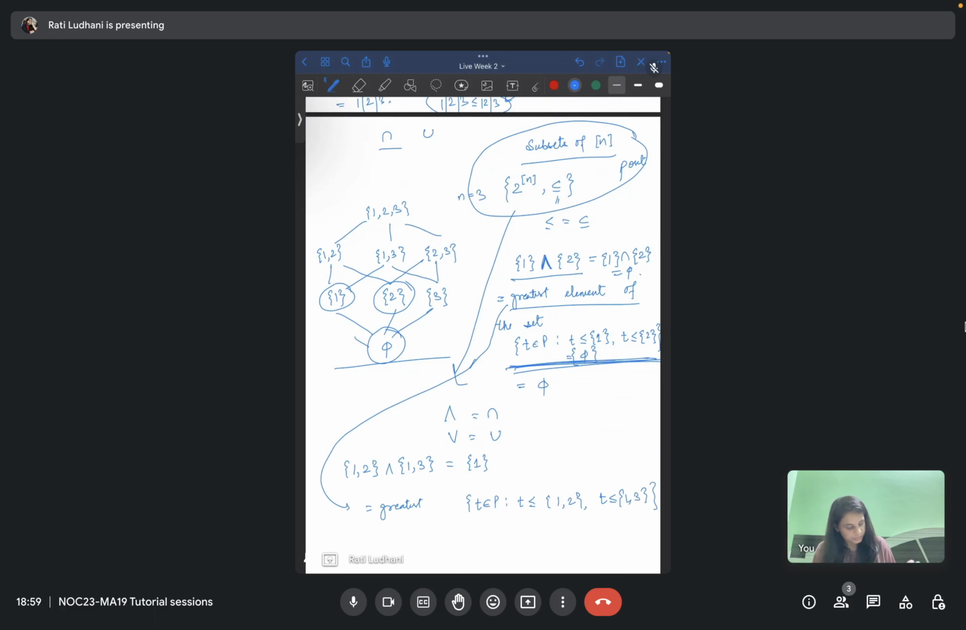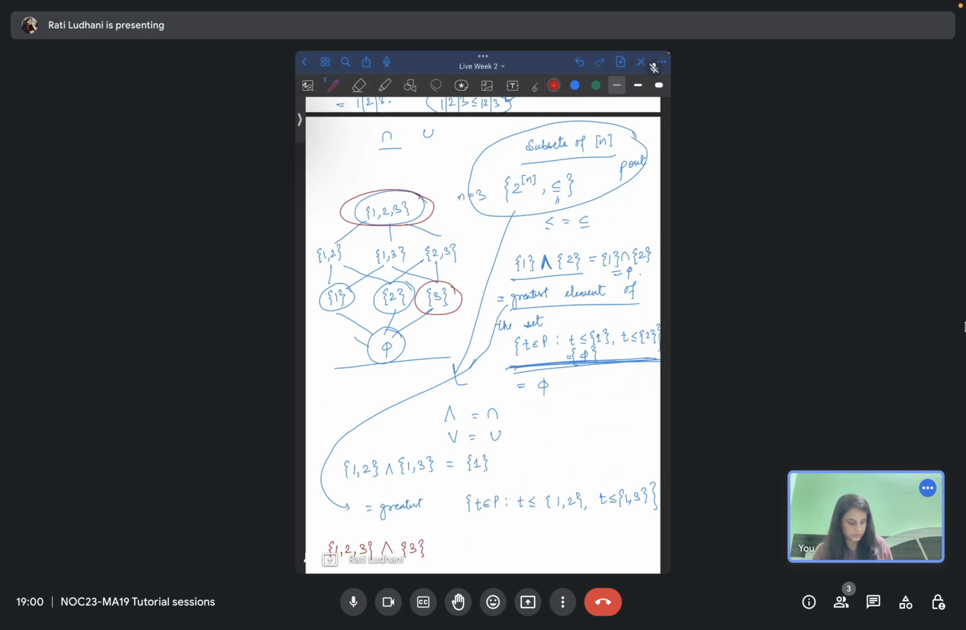One more example. Take {1,2,3}, the bottom one, and the meet of {1,2,3} and {3}. What will it be? What is the greatest element of the set? Will it be 5?